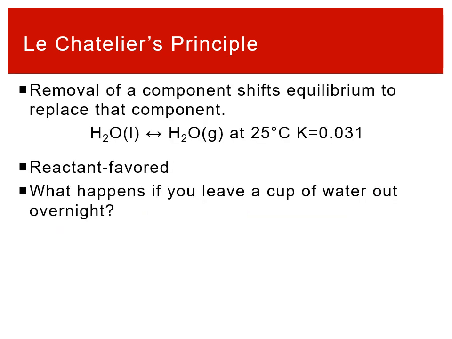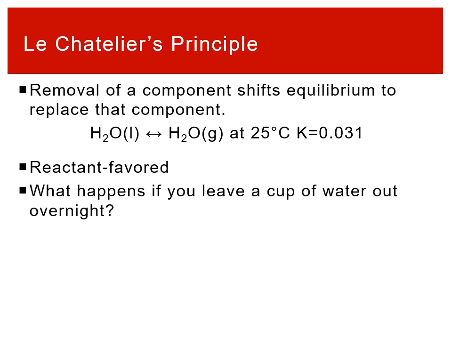Removal of a component can also shift equilibrium. So, for example, H2O liquid becomes H2O gas. At 25 degrees Celsius, K is less than 1. This is the evaporation of water. We know this doesn't become favored till above 100 degrees Celsius. So at 100 degrees Celsius, K is equal to 1 for this. And above 100 degrees Celsius, we would expect K to be greater than 1.